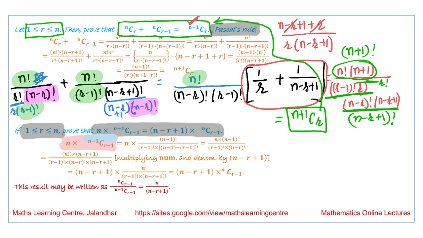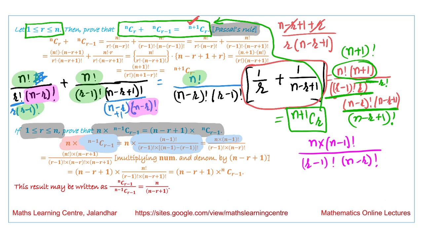We have written the value of (n minus 1) C (r minus 1) over here, this is the value of this term, and this numerator part is multiplied by n. So the term we have obtained is n into (n minus 1) factorial, divided by (r minus 1) factorial into (n minus r) factorial.